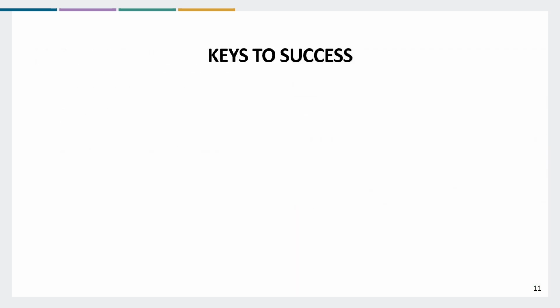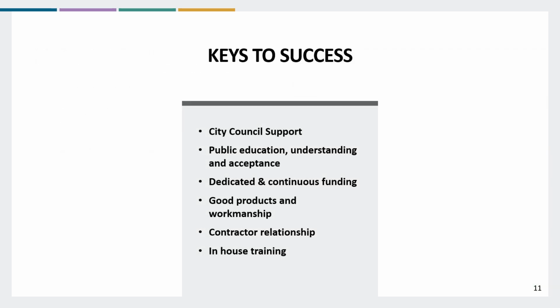Keys to success for a preservation plan: City Council support, from the council members, the public works directors, and down. Public education, understanding, and acceptance. As we all know, residents are paving and overlay experts. And when they see something that's not an overlay, there's no understanding about it. But once you start doing preservation and they see their streets start to turn black, and the striping on it, and their streets look beautiful, the acceptance part comes in.